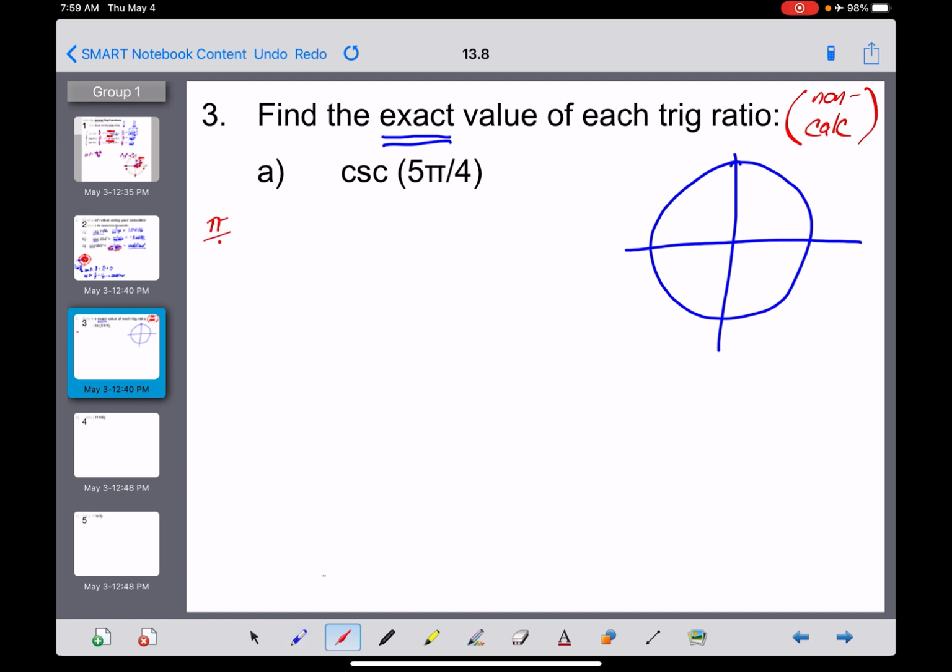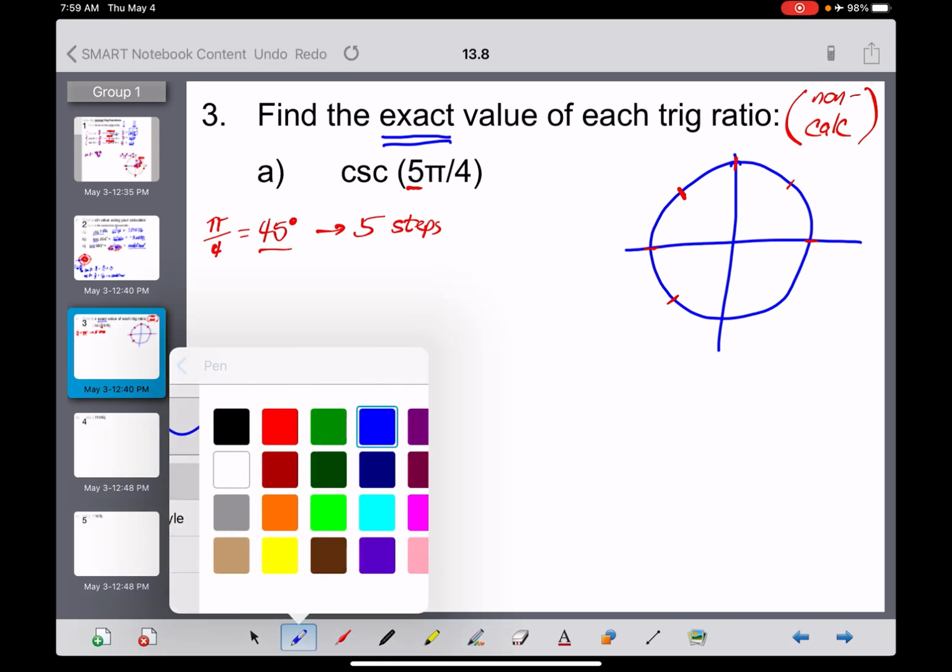Forget the 5 for a minute. Pi over 4 is an equivalency I'm hoping you guys have memorized. That's 45 degrees. We're going to go around this circle, starting from right here, of course, in 45-degree steps. And how many of them are we going to take? 5 of them. That's what the numerator tells us. So we're going to take 5 steps of 45 degrees each. So right here, guys, would be 1 pi over 4, 2 pi over 4, 3 pi over 4, 4 pi over 4, and right here, everybody, would be 5 pi over 4.